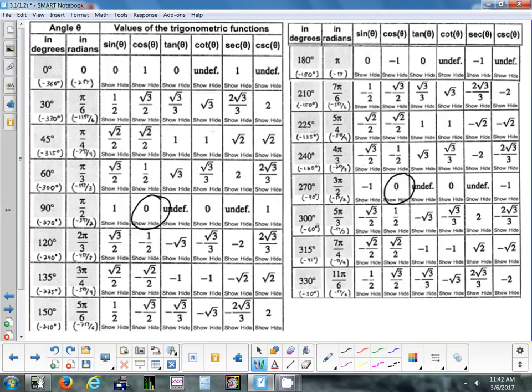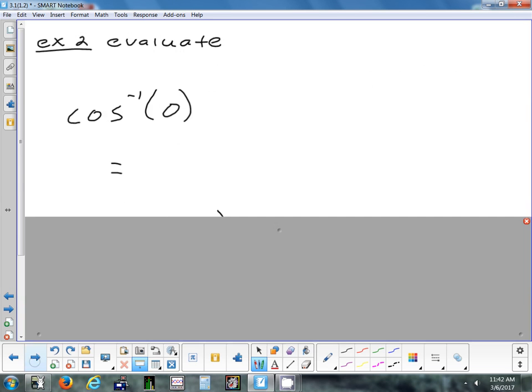Now, how come not negative 90? Isn't that between what we have to be between? Negative 90 to 90? No, now we're in cosine. So cosine is 0 to 180. Negative 270, that's not between 0 and 180. Negative 90 and 270 are not. 90 is the only answer out of those 4 that's between 0 and 180. Any questions on that?